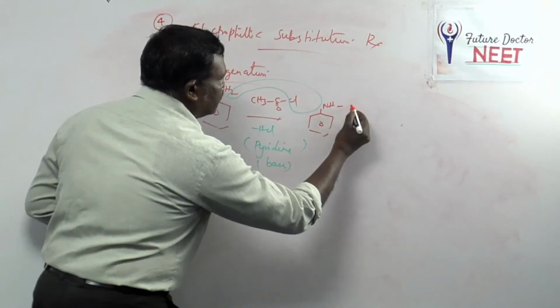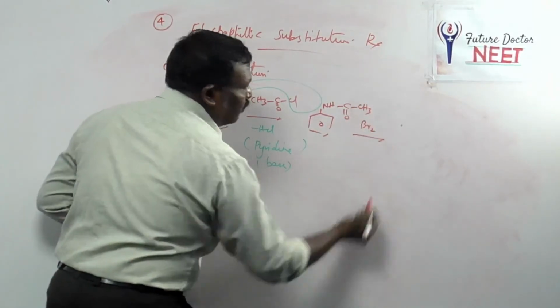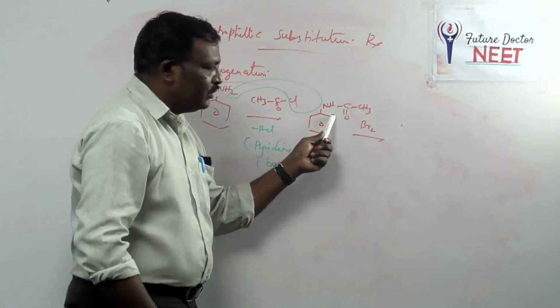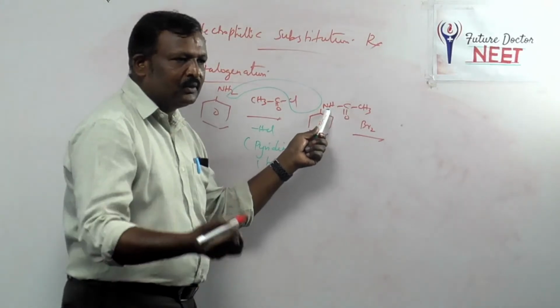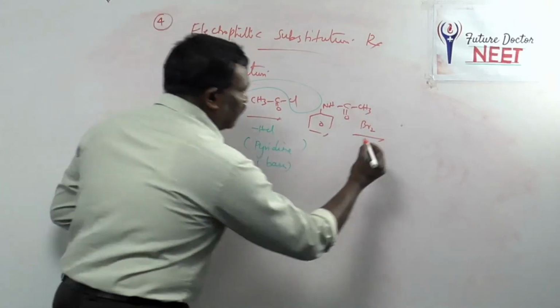NHCOCH3. Then if you do bromine, what happened? It will not go to the ortho position because of the steric effect. It will go only to the para position. Okay.